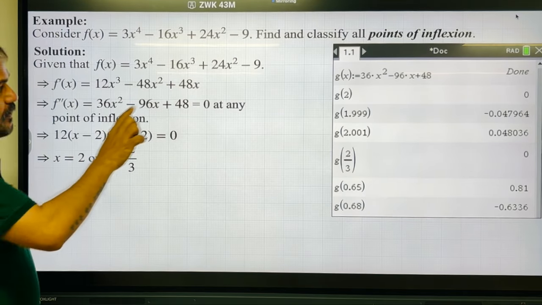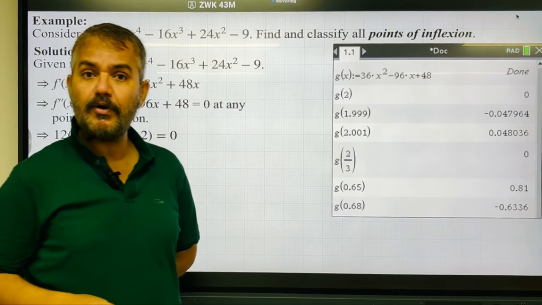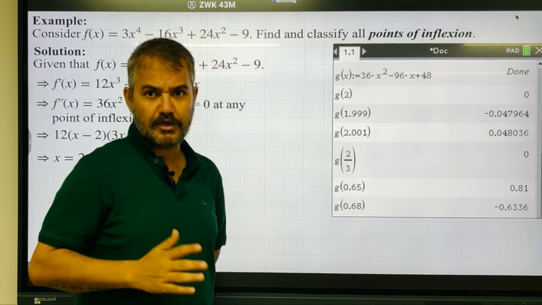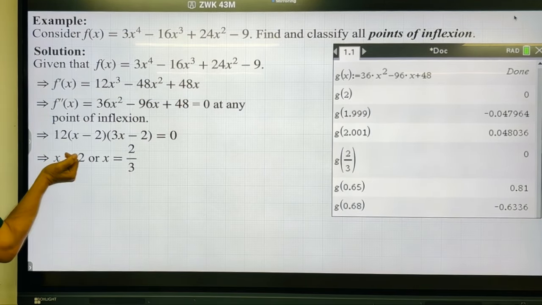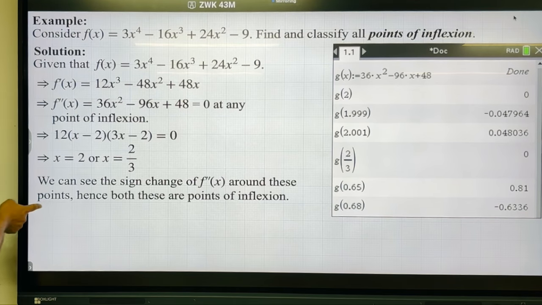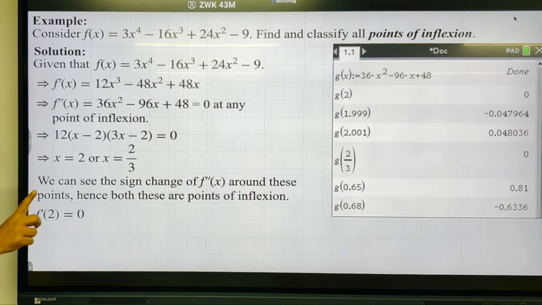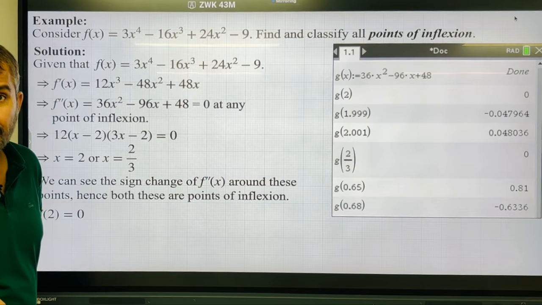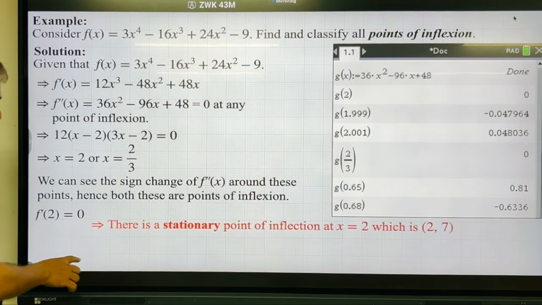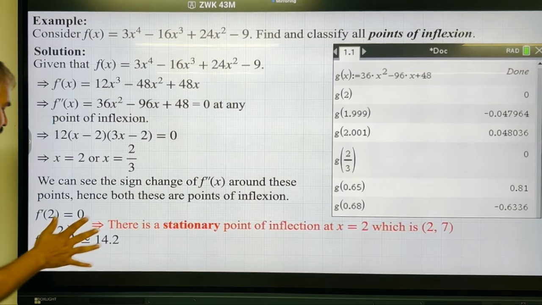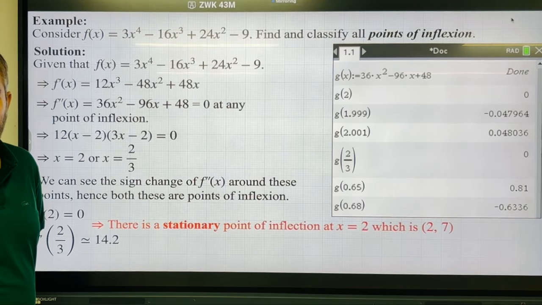Now we have to check the classification, whether it is a stationary point of inflection or a non-stationary point of inflection. So how do we do this? Put x is equal to 2 in the first derivative. When you put it in the first derivative, it is 0. So this will be a stationary point of inflection. And when you put x is equal to 2 upon 3, the value is approximately 14.2, which is not 0. So it is a non-stationary point of inflection.